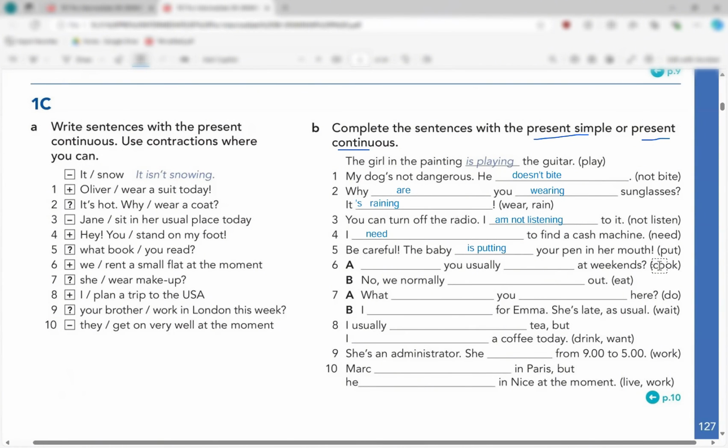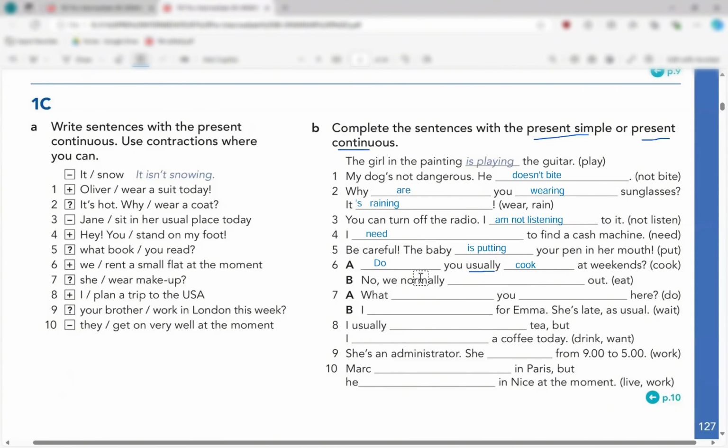Number six, cook. As a question, you, usually. We got usually, guys. When we have usually, that's an adverb of frequency. We use it with present simple, guys. Always, usually, never, often, hardly ever. These adverbs we use with present simple. So if it's a present simple question, I must use do or does. The subject is you, so I use do. So do you usually cook at weekends?